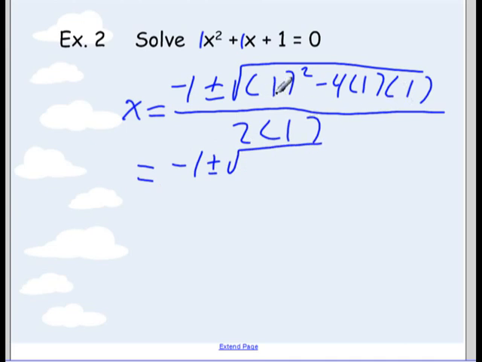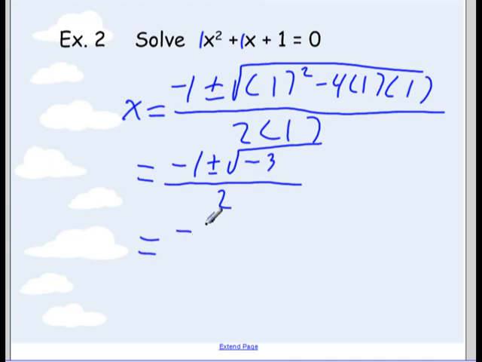So underneath the radical, 1 squared is 1. 4 times 1 times 1 is 4, so that's 1 minus 4. So that's a negative 3, and you see where this is going to go. Going to have a negative under the radical. We're going to have to do something with that. Denominator is 2, but I can't leave it like that. I've got to deal with that negative.